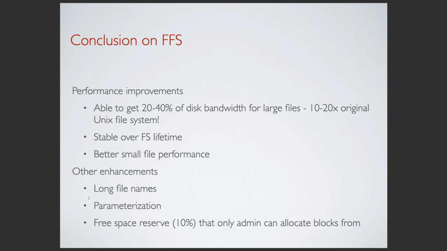Another thing that they improved is that you can have long names, because at first the name of the file was limited. I mean, all of that didn't improve the performance; it just improved the usability, right? You can also have some parameters, and there is some space reserved for the admin to do all kinds of things. That was optimized for Unix, basically. So that's in a nutshell how the fast file system improved the performance by taking into account the geometry.